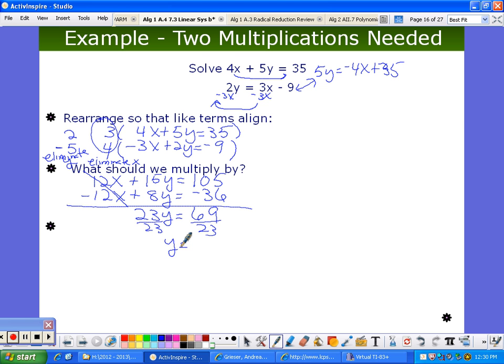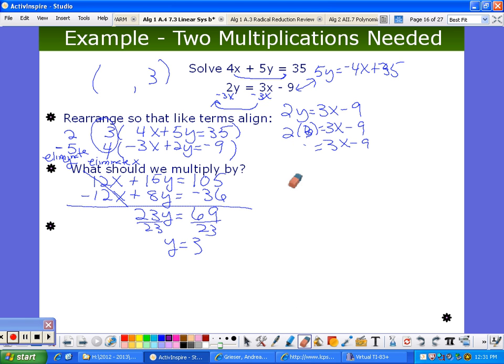Y equals 3. So again, I'm building my solution. The y is 3. How do I find the x? I go back up to an original to try and find the x. Pick either one. I'm going to go with 2y equals 3x minus 9. It doesn't matter. You could have done the other one. 2 times 3 equals 3x minus 9. Great. 2 times 3, so that's a 6. Add the 9. 15 equals 3x, so 5 equals x.